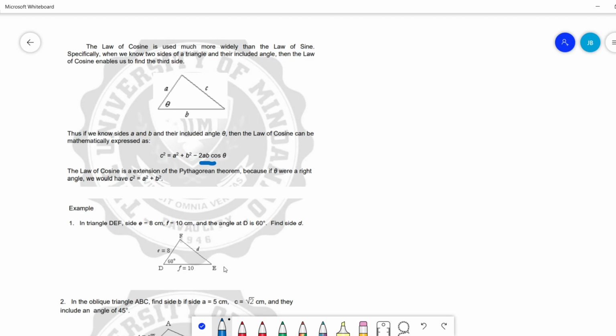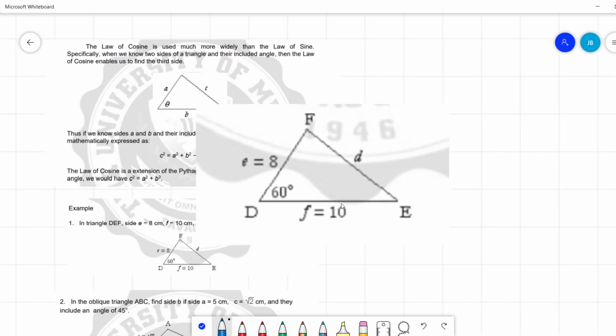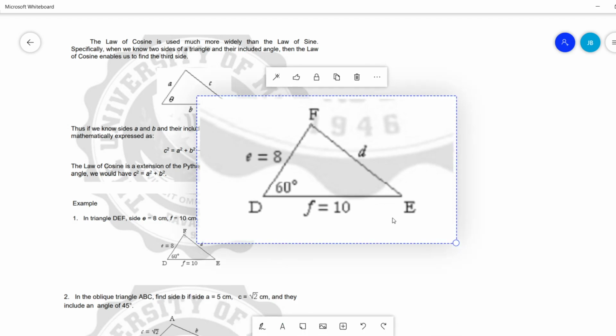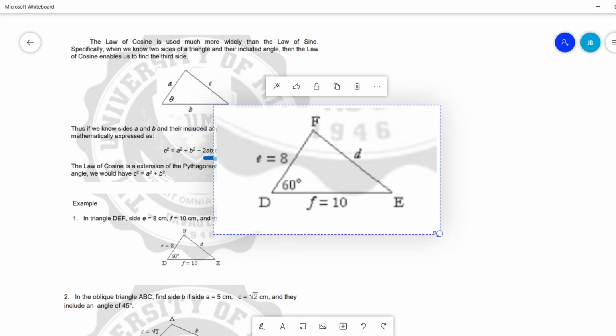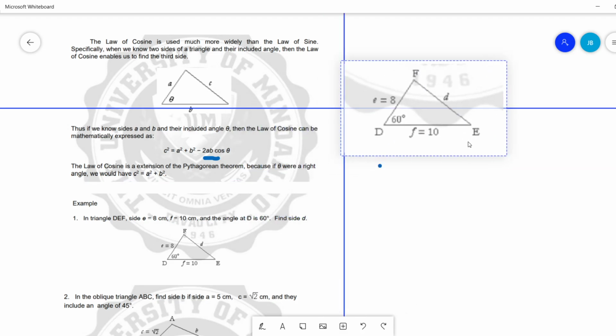Notice in this triangle, let's have some examples. In the triangle here, side e is 8 centimeters, f is equal to 10 centimeters, and we have an included angle D, which is 60 degrees. Let's make a bigger drawing of the triangle instead. Sorry if it's blurry, but I'm pretty sure you can understand the figure.